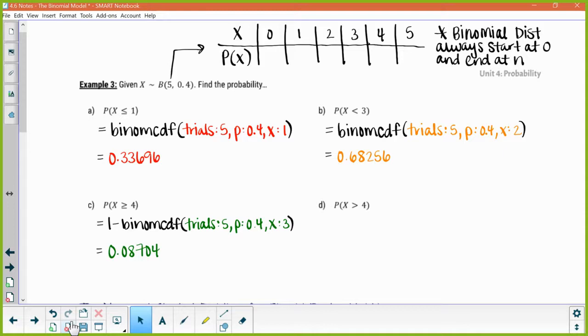Now, D is one you can approach in a very different way than what I did in my notes, but I was going for it. Probability that x is greater than 4. The only instance where probability is x is greater than 4 is 5. So your other option, besides what I do, is you could just do probability that x is equal to 5. I went ahead and did 1 minus the binom CDF with 5 trials, 0.4 probability, 4 successes, and that gave me 0.01024, which would give me the same exact value if I were to plug in PDF for 5 successes.